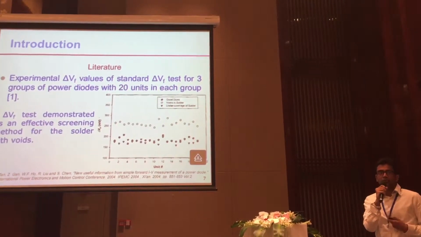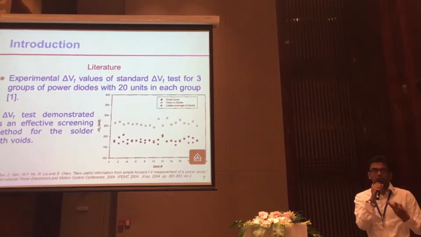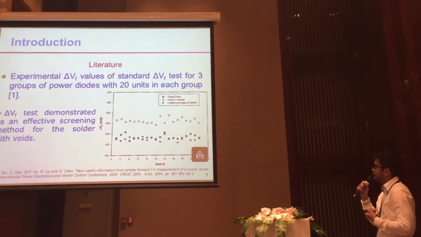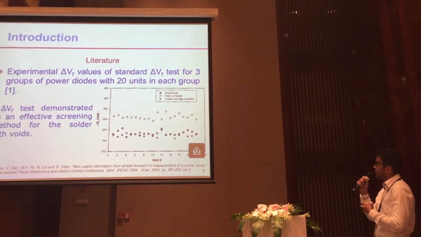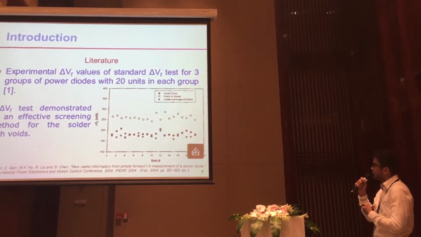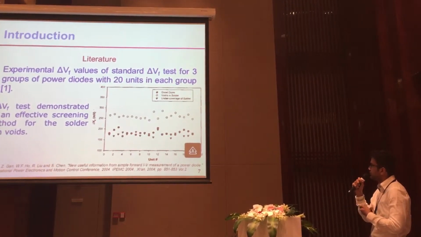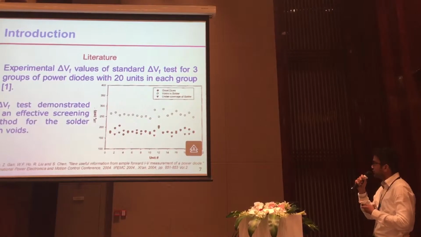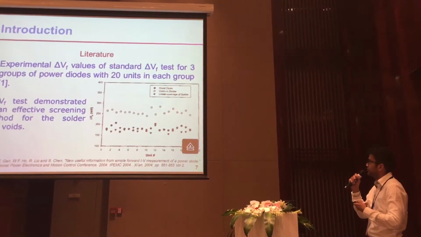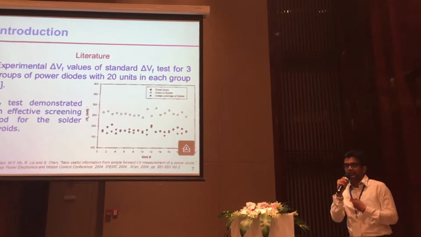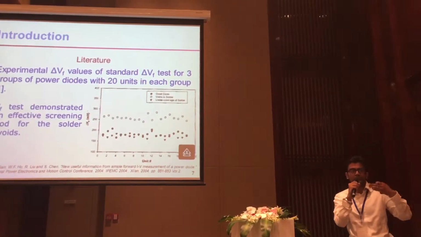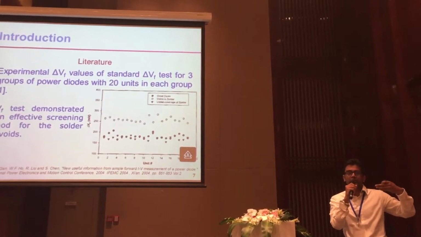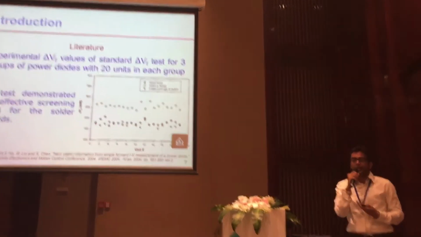the delta VF method was used to screen out those power diodes, and it was very efficient to separate out those diodes which had these black dots and the triangles. They show the good dies, whereas these are the ones with voids in the solder. So this method is very nice to screen out those diodes in which the solder has voids, and the other ones are good.